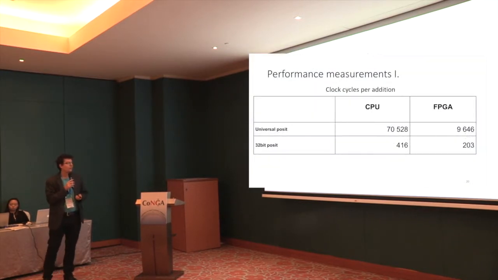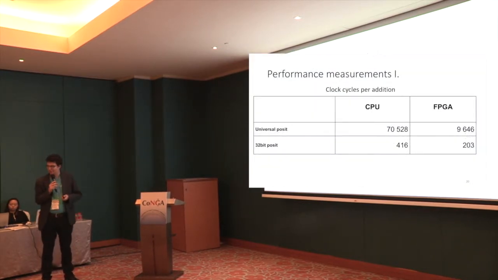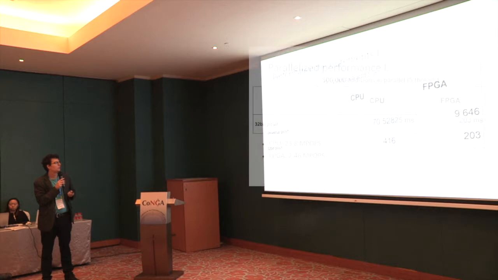The interesting thing is when we compare the clock cycle efficiency of the two devices, because the FPGA was over 7 times more efficient per clock cycle compared to the CPU with the universal Posits, and over 2 times more efficient with the 32-bit Posits. So we think that this is roughly proportional to the power consumption efficiency of these devices also.